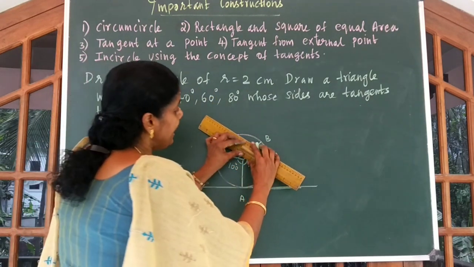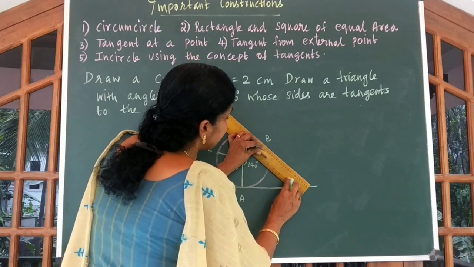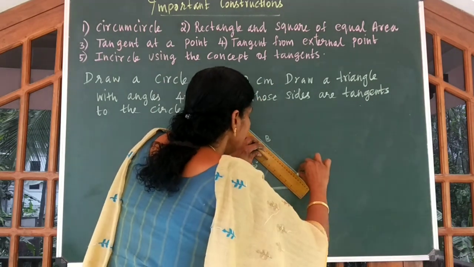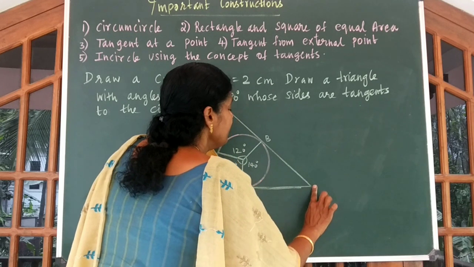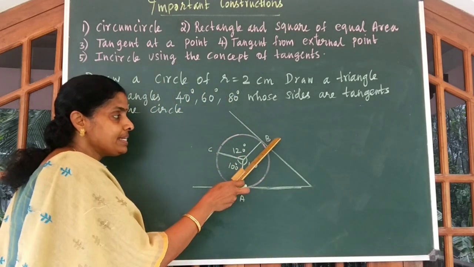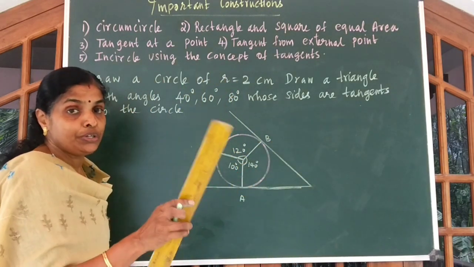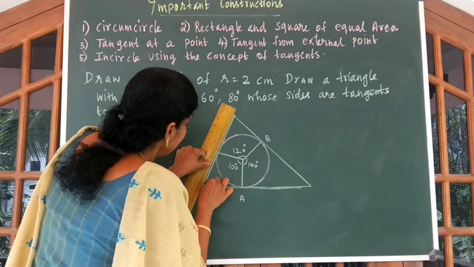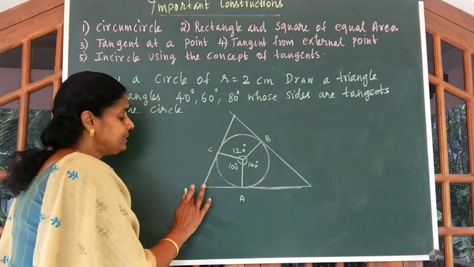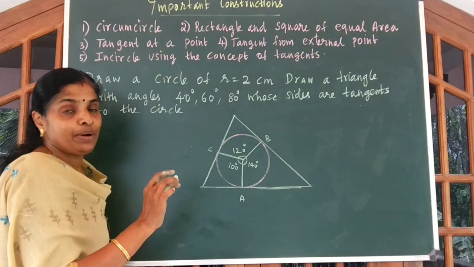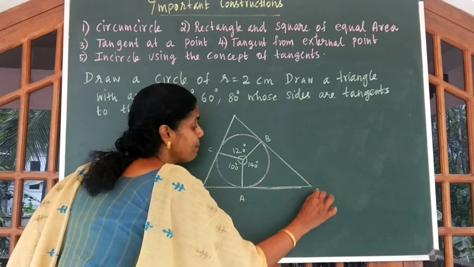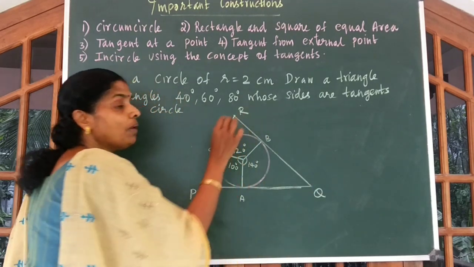Okay, tangent is always perpendicular to the radius. So here I have drawn the next tangent at B. Now draw the tangent at C also. Now the 3 tangents you have drawn meet at 3 points. Let me name these 3 points as P, Q, R.